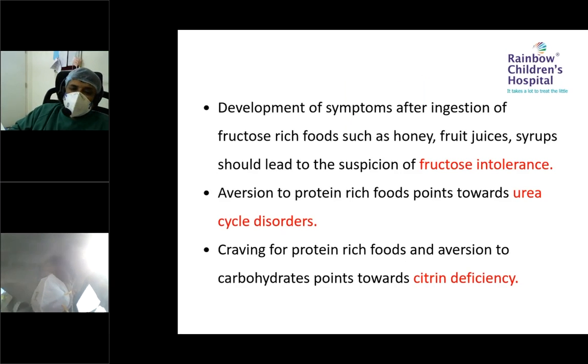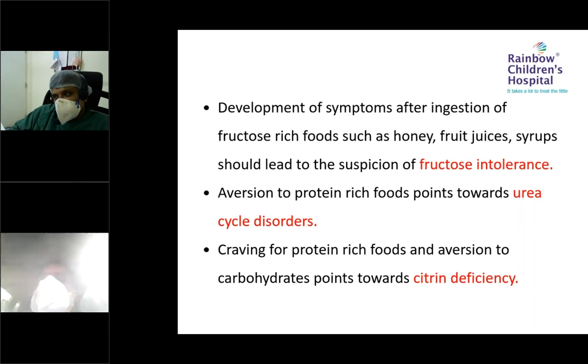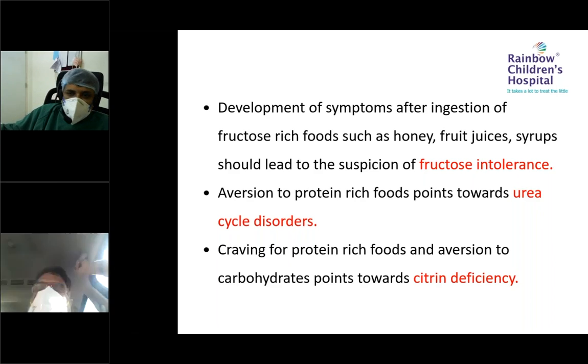Similarly, in the history, there is development of symptoms after ingestion of fructose rich foods. For example, a child may be exclusively breastfed till 6 months of age. Then the parents would have introduced honey or fruit juices. Then the child starts developing symptoms of jaundice or vomiting or failure to thrive. Yes, always think in terms of a hereditary fructose intolerance.